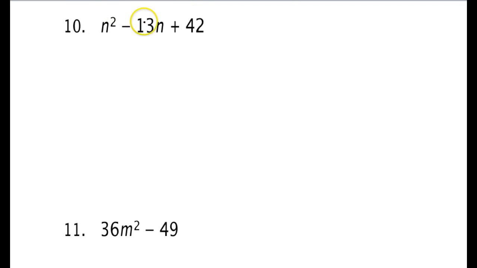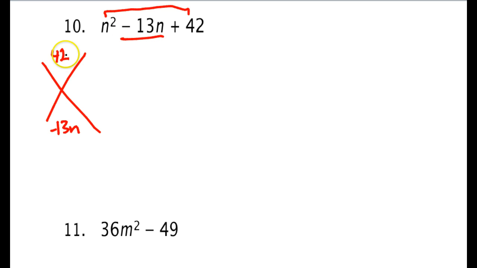Alright, we have 3 terms, so use the big X. A times C is 42n squared. And on the bottom, negative 13n. I forgot the variable up there. So what 2 numbers multiply to 42 and add to negative 13? Remember, don't say 6 and 7. It'd be negative 6n and negative 7n. So they multiply to positive 42 and they add to negative 13.